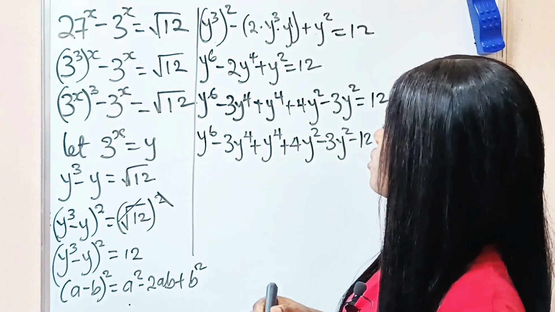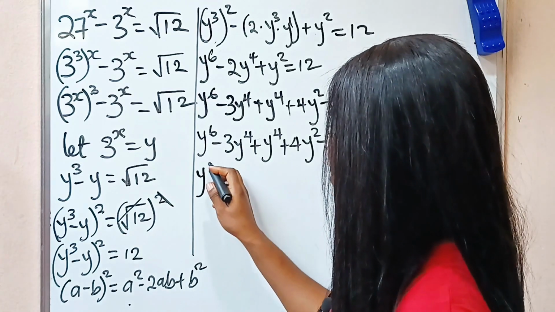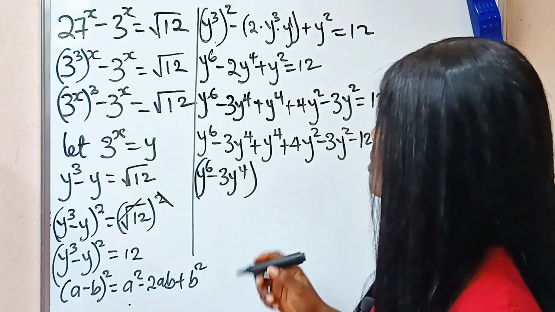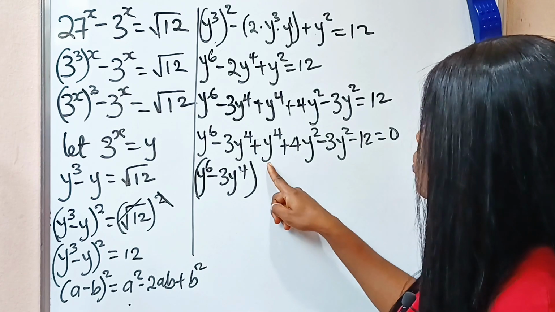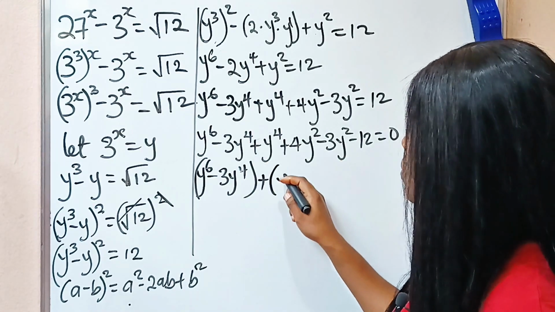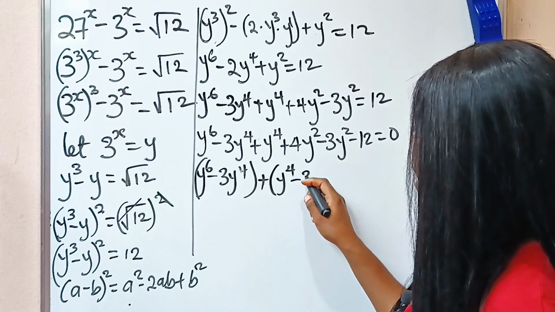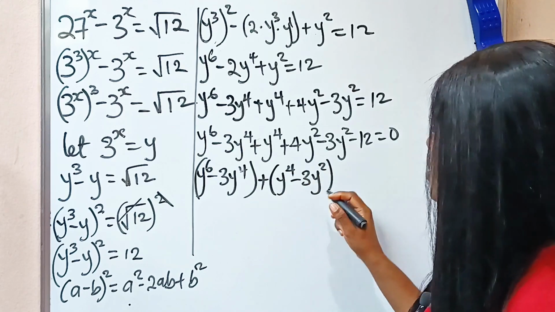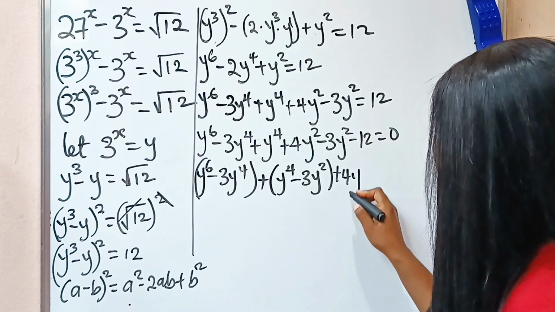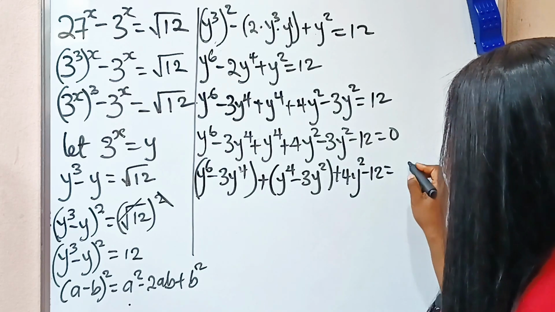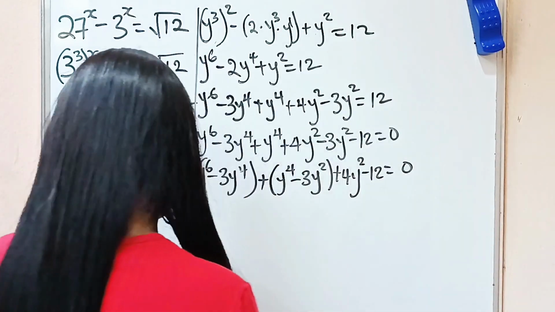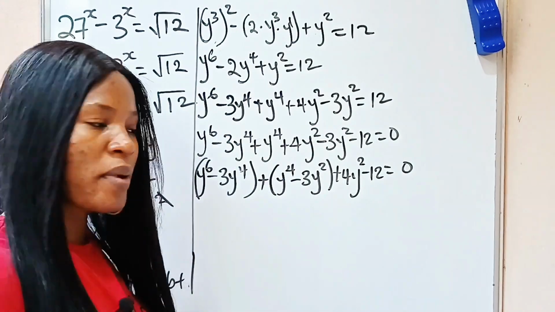So that means that we have y to the power of 6 minus 3y to the power of 4. Then I'm going to group this y to the power of 4 and this. You are going to see why. So plus y to the power of 4 minus 3y squared. Then I'm going to group this and this, plus 4y squared minus 12 is equal to 0.